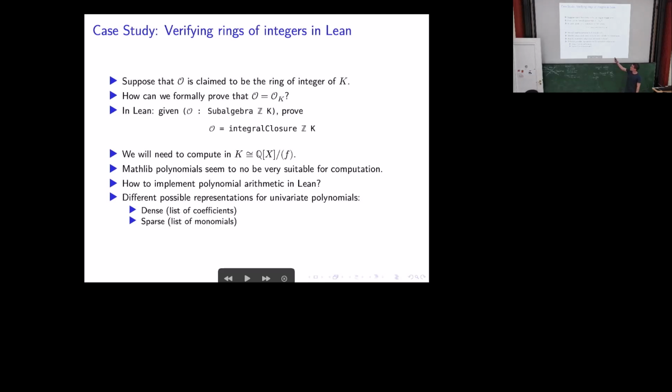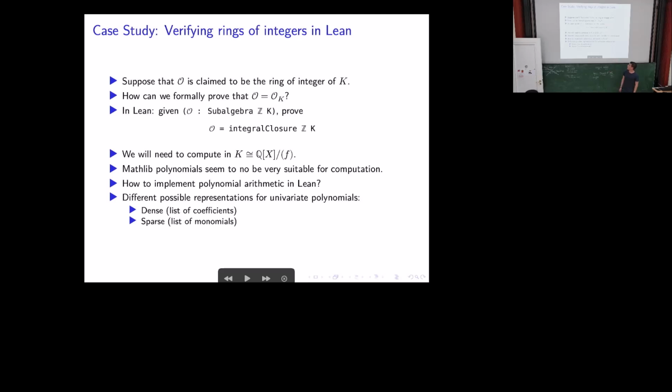So in Lean terms, you have something of type Z-subalgebra. You think of this as a subring, and we want to prove this equality: O is the integral closure of Z in K, and the integral closure is precisely what Sander described as the elements that satisfy a polynomial that is monic over the integers.